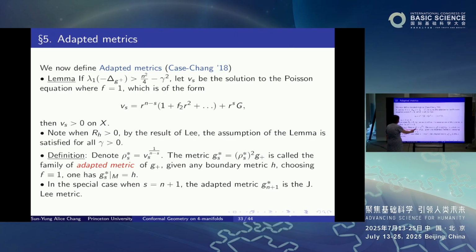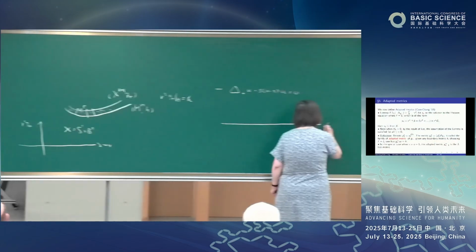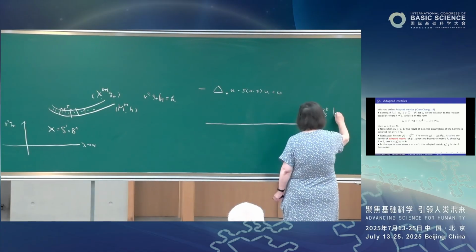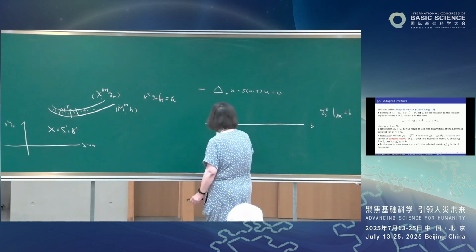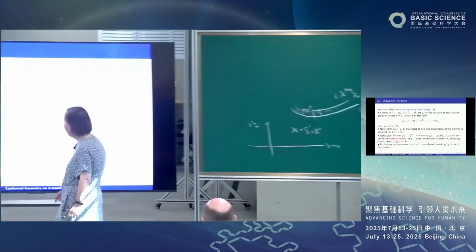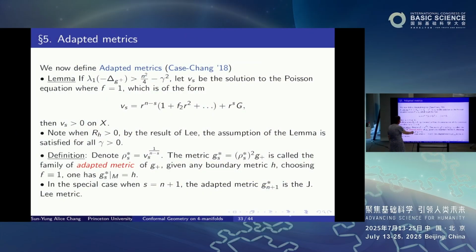And we define this rho S to be Vs to the 1 over n minus S power. So the upshot now is for each S, we have an operator Gs star, restricted to the boundary is given by H. Okay, but we have a parameter family. And for this operator, it turns out if we take S equal to n plus, we call this metric the adapted metric, that the Dirichlet data is solving the equation.